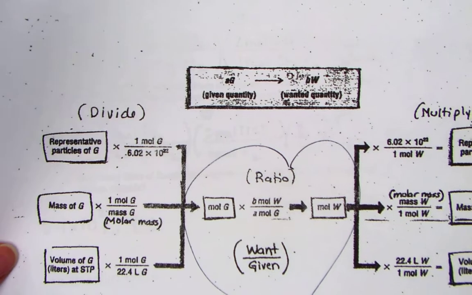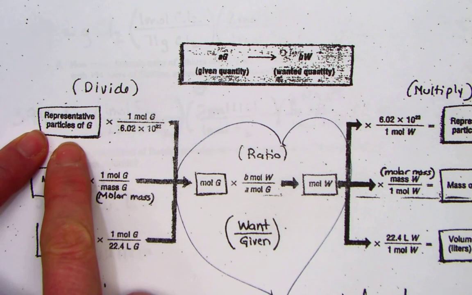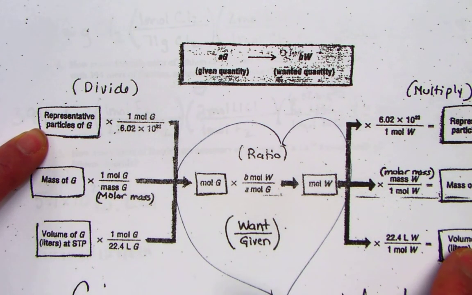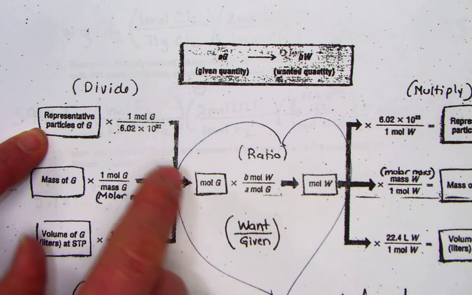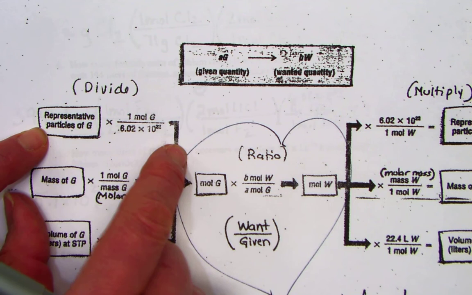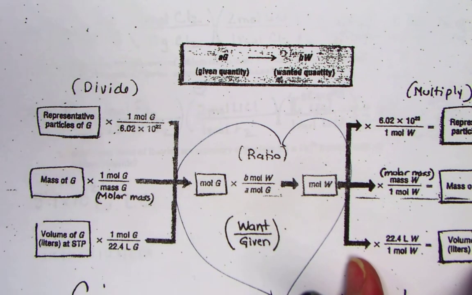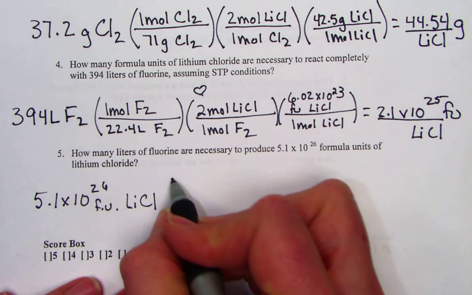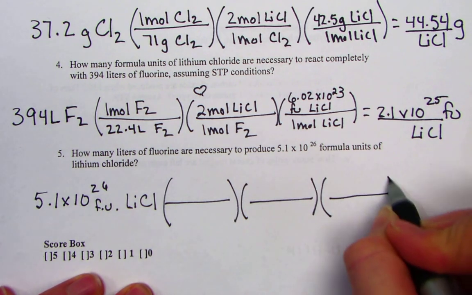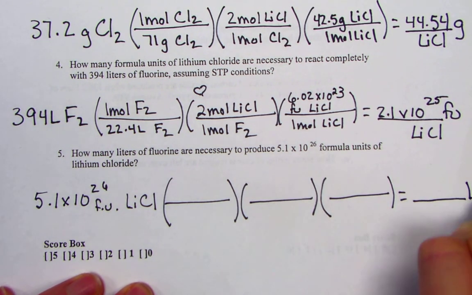Our journey looks like we're starting up here at particles, and we want to bring it to the volume, which is down at the bottom of the right-hand side. Step 1, step 2, step 3, where we use Avogadro, then ratio, then molar volume. I'll get those 3 parentheses ready. Step 1, step 2, step 3 is where we see the target is liters of fluorine.